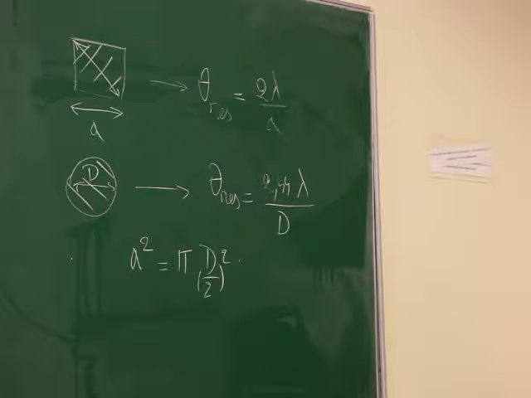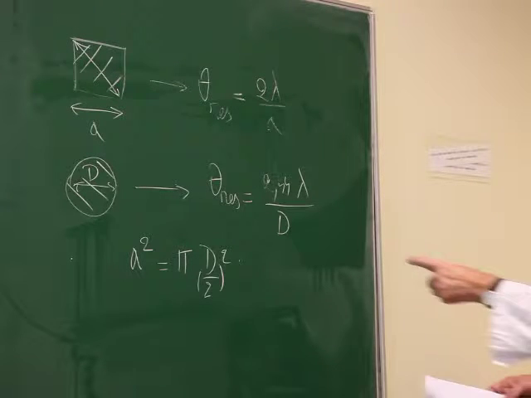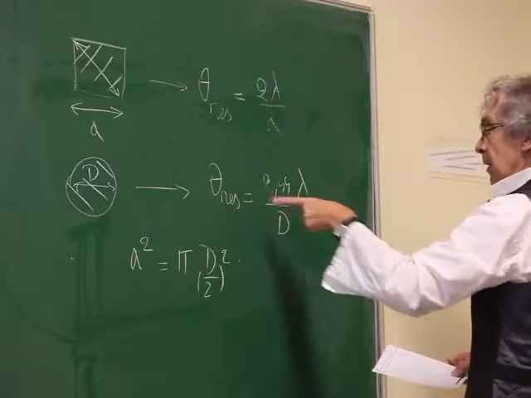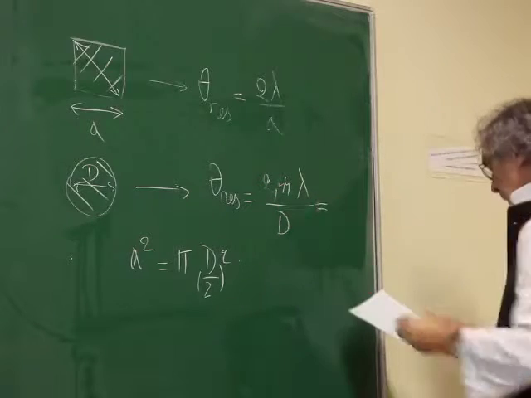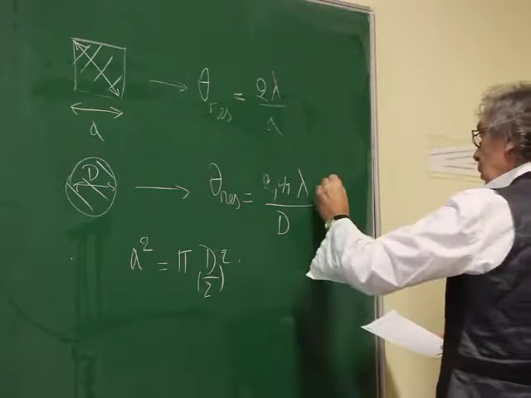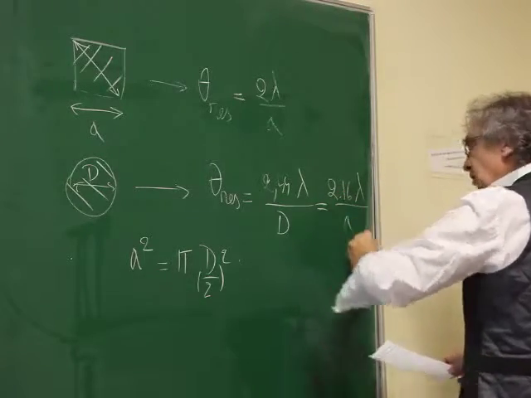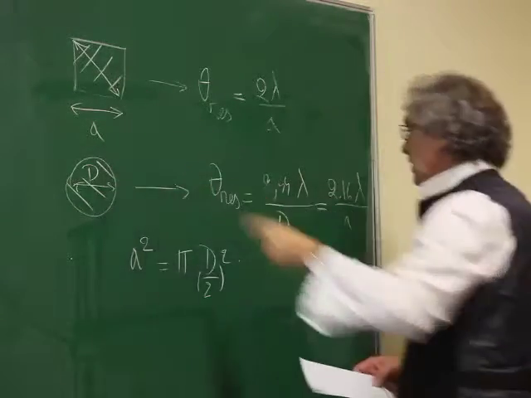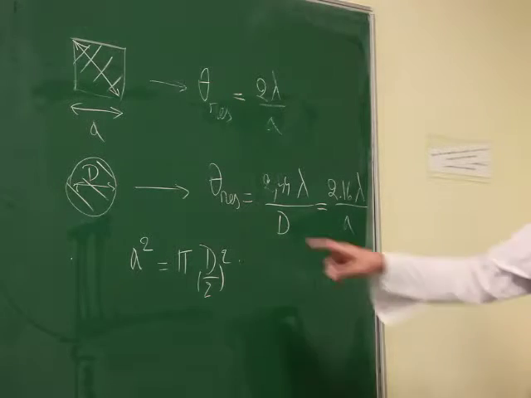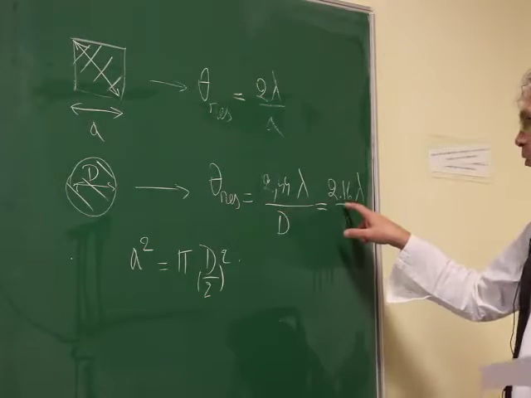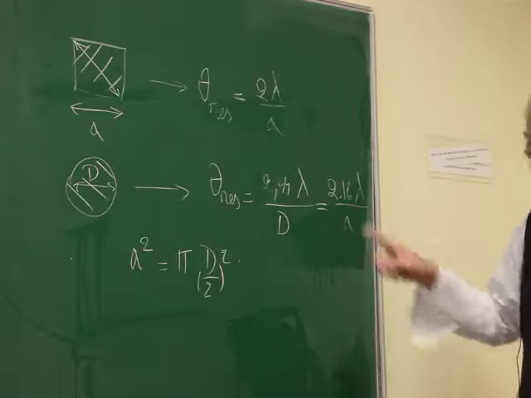Absolutely. So what I found is that this angular resolution would be equivalent to 2.16 lambda over a, assuming that the two areas were the same. So indeed, we find that the circular one leads to a worse resolution on average.